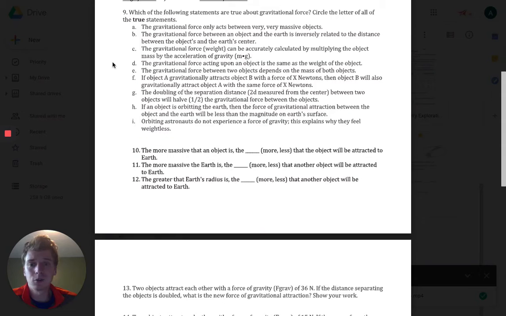And then I, orbiting astronauts do not experience a force of gravity. This explains why they feel weightless. That is false, otherwise they would fly off into space. Right? They experience a little bit of gravity still, but then they are not being affected by it because there's another force that counteracts that. Right?